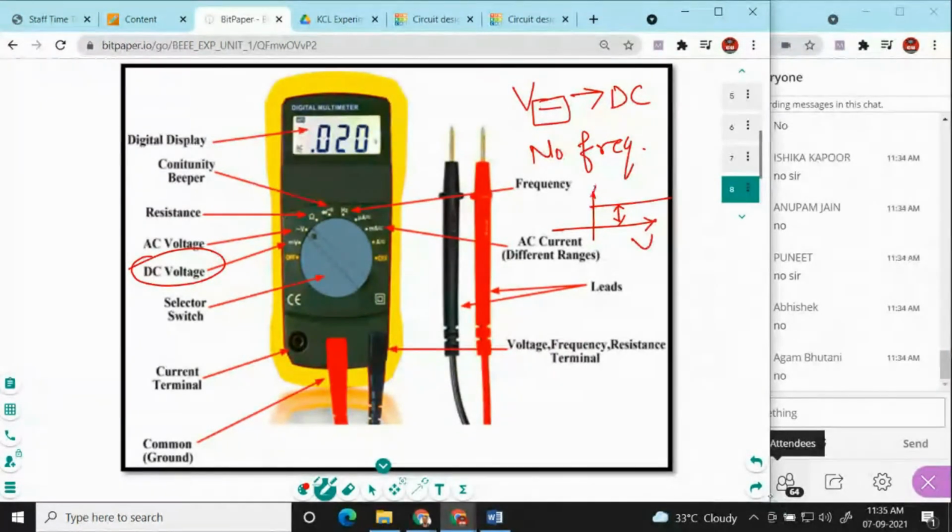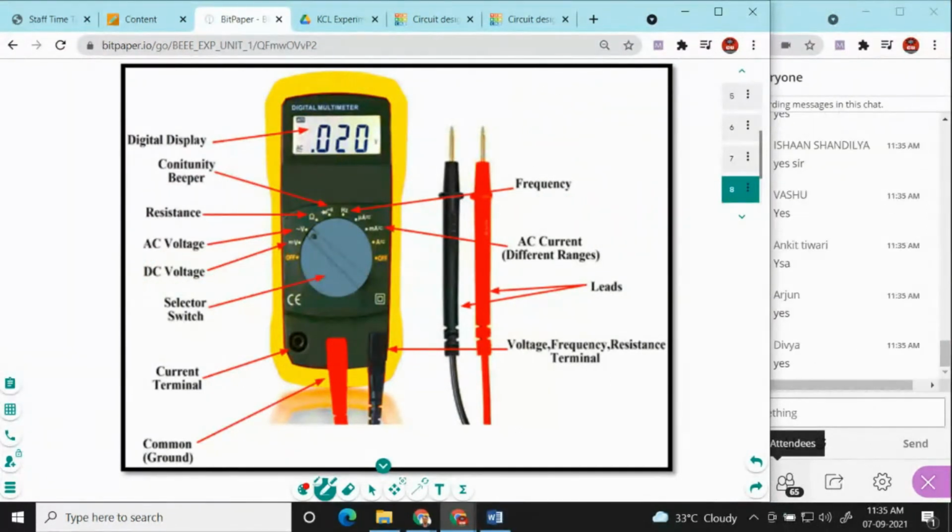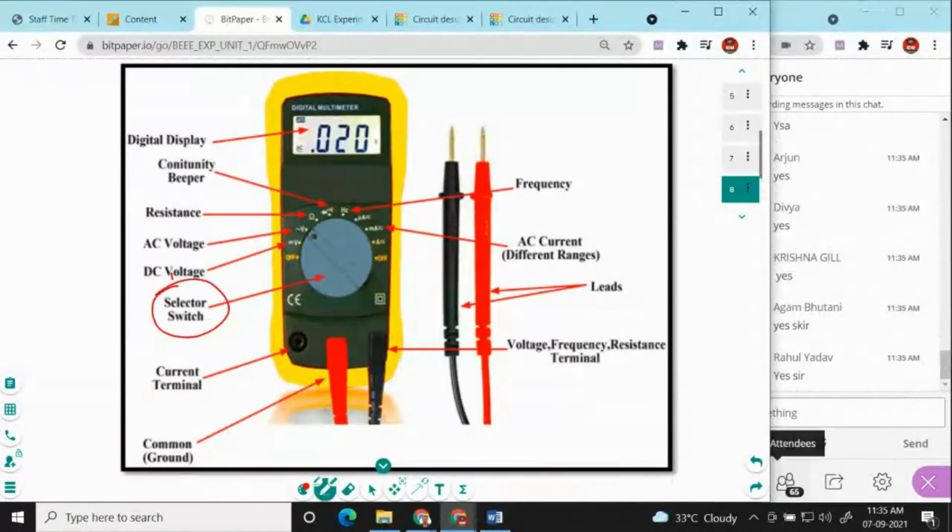Let's suppose that this is voltage and this is amplitude, and this is the DC voltage. Let's suppose that this is 3 volts. So the amplitude remains the same at all the levels. Okay, what do you mean by selection switch? The selection switch is used to select the particular level where we have to calculate that value.